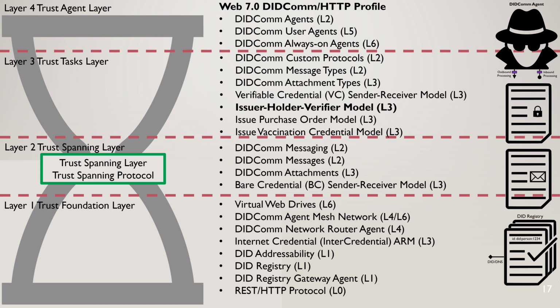Where do these fit into the Web 7.0 Trust Spanning Layer framework? They, again, are derived from verifiable credentials, so they have to be at least in layer 3 or higher. The issuer holder verifier model is here in layer 3, and it in turn is based on the verifiable credential sender receiver model, which in turn is based on the bare credential sender receiver model in layer 2.